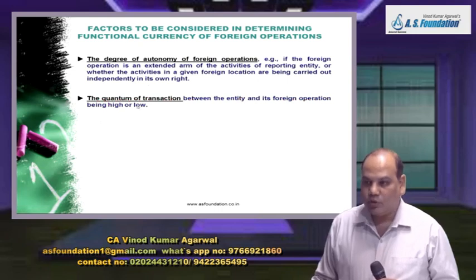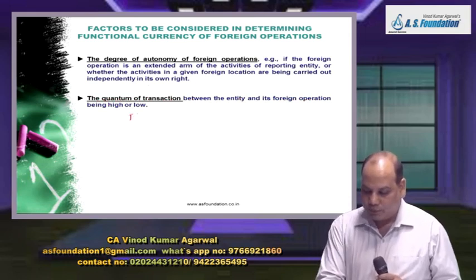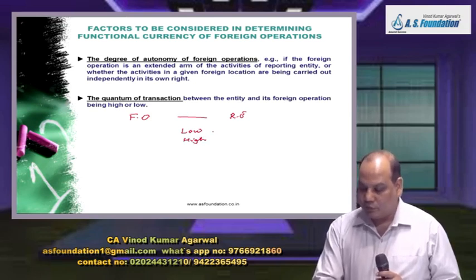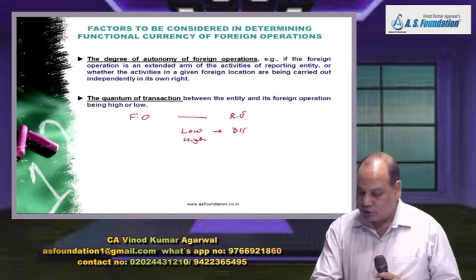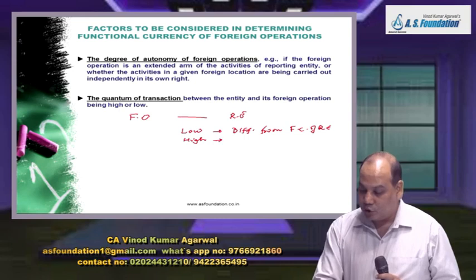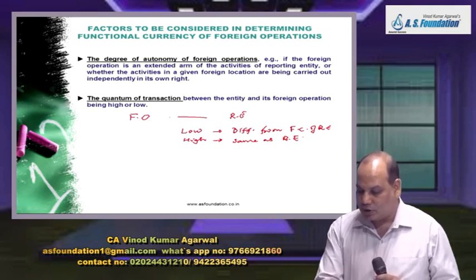Second criteria, quantum of transaction between reporting company and foreign operation, reporting entity. Transactions can be low, transactions can be high. If it is low, functional currency will be different from the functional currency of the reporting entity. But if the volume of transaction is high, then you can say same as reporting entity. Functional currency will be treated as same as reporting entity.